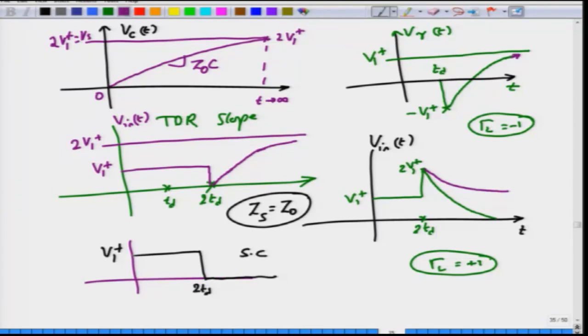However, if you see V1 plus here, and then suddenly start to see 2 V1 plus and it continues to be constant, then that would correspond to an open circuit, okay.